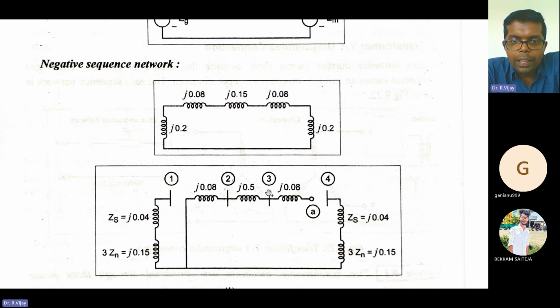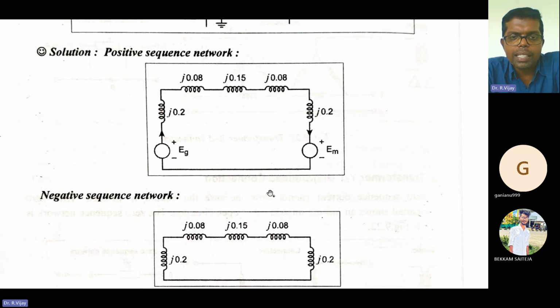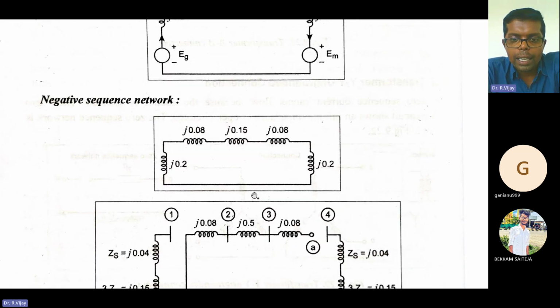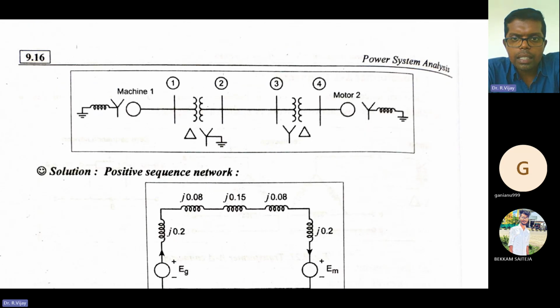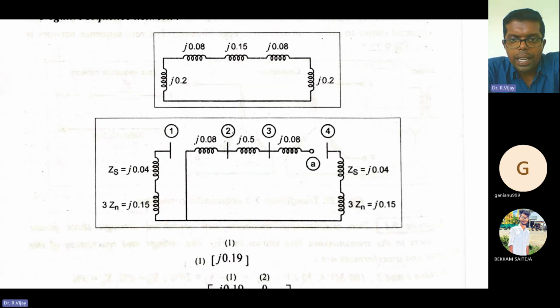In between, one transmission line is also there. For the transmission line in the zero sequence network, there is no need of anything; the same thing comes as it is. So J into 0.15 as it is, we are writing over here.